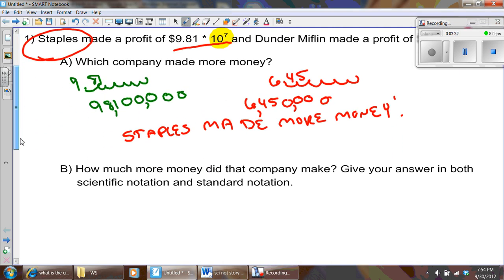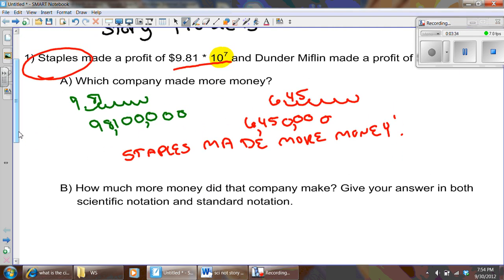How much more money did that company make? How much more? Look at that. What kind of problem is how much more? Let me highlight that. So, Mr. Lawrence is 42 years old. Most of his students are 13 or 14 years old. How much older is Mr. Lawrence? That is, you guessed it, a subtraction problem, right?